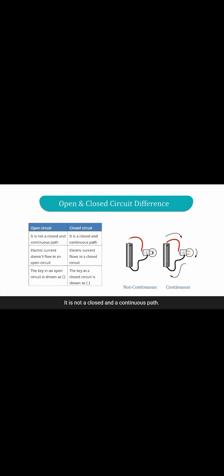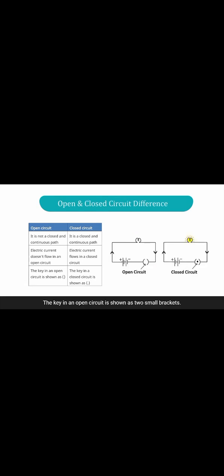An open circuit is not a closed and continuous path. A closed circuit is a closed and continuous path. In an open circuit, electric current doesn't flow. In a closed circuit, electric current flows. The key in an open circuit is shown as two small brackets. The key in a closed circuit is shown as two small brackets with a dot in the center.